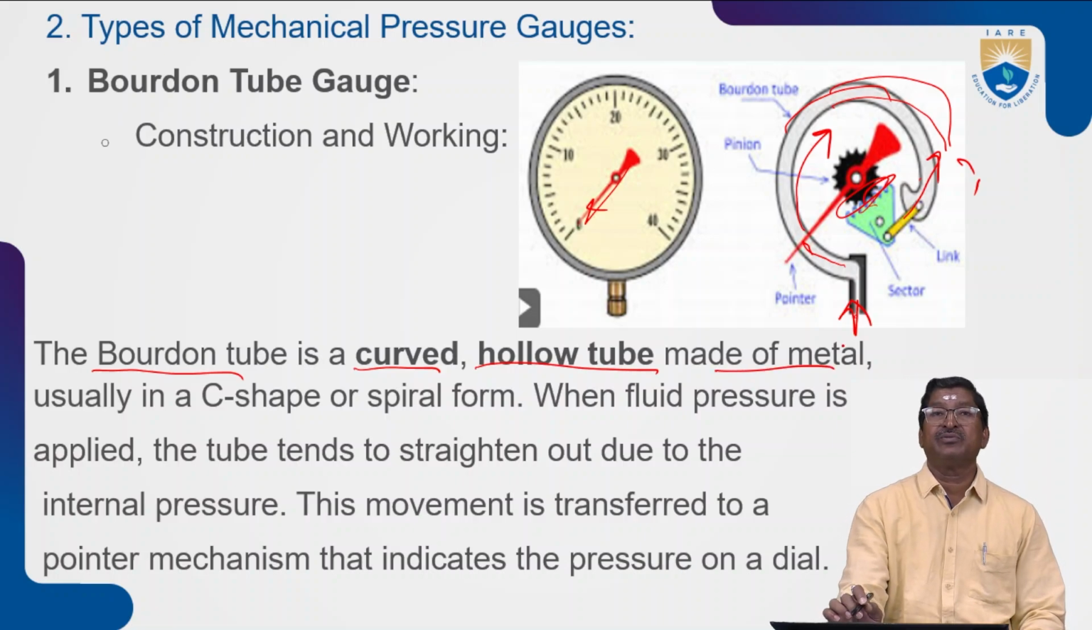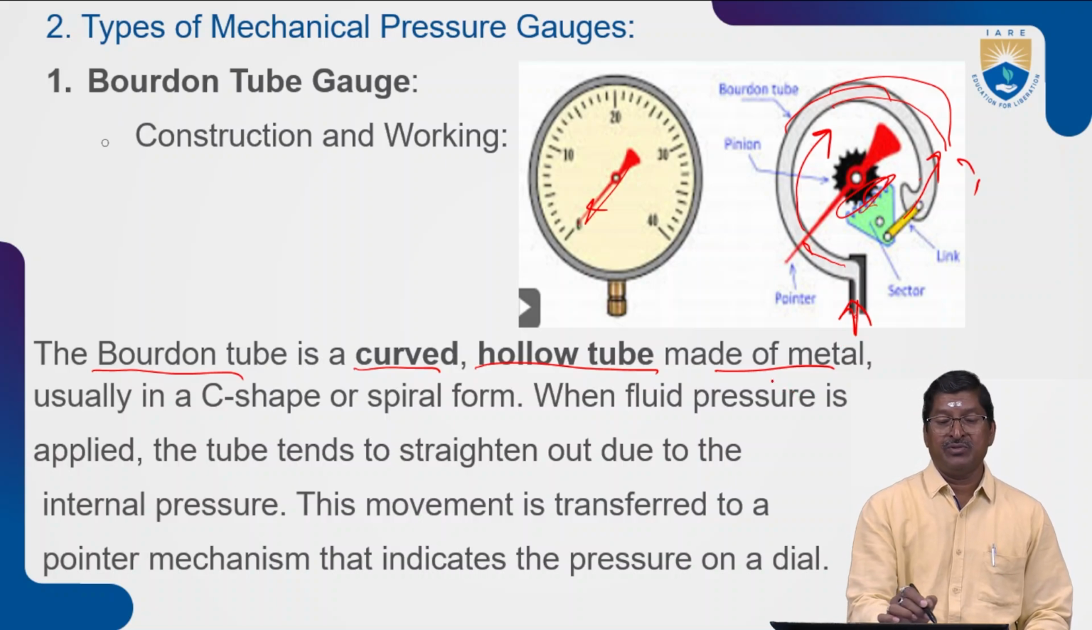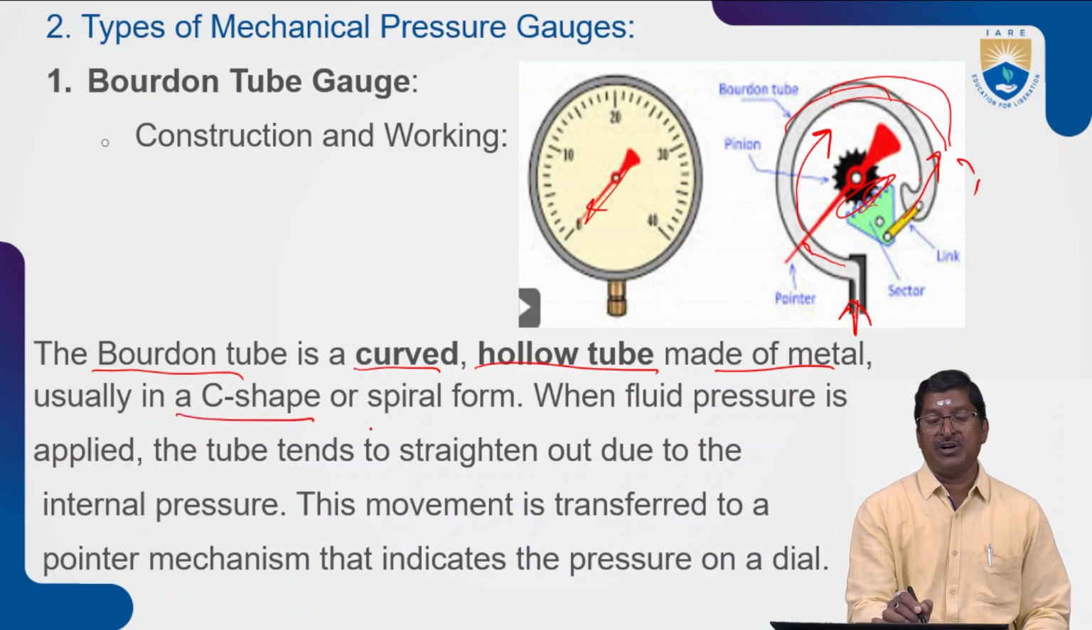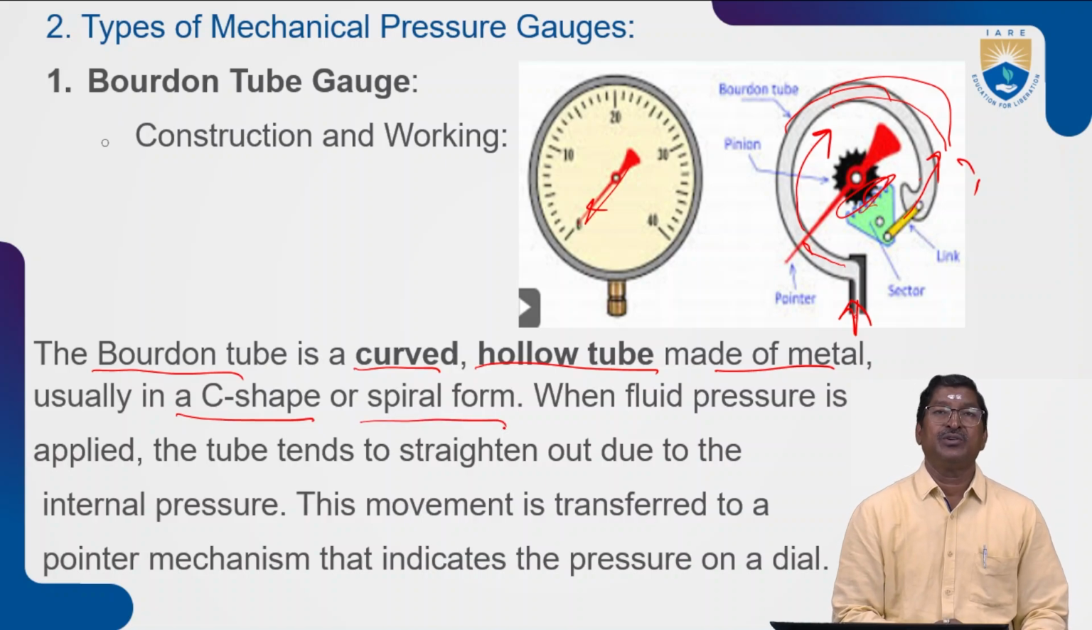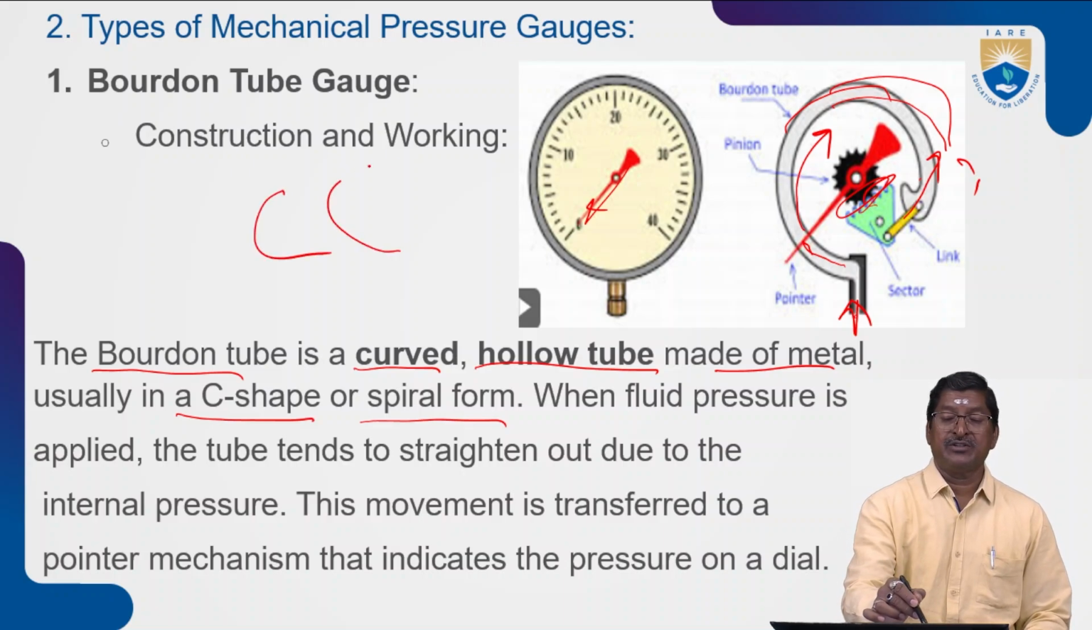So what is the material used for this tube? It is a curved tube, a metal one. Normally it is a C-shaped or spiral form. So there may be two shapes for this Bourdon tube gauge: one is C-shape, and the other one is spiral.